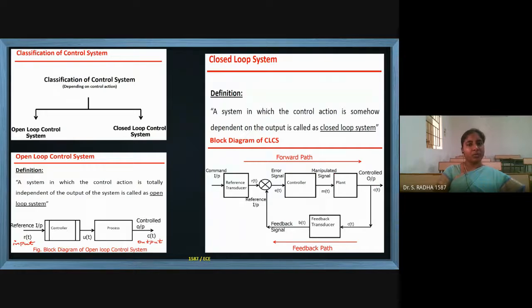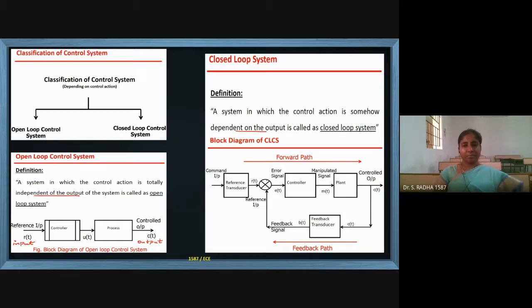In closed loop, it is dependent on the output, and in open loop, it is independent of the output. In closed loop, the entire control action is dependent on the output. In open loop, the entire control action is independent of the output. Whatever output comes, we are supposed to take in open loop. But in closed loop, we can make some adjustment until the expected output comes. We can still make changes, and appropriately we can get the expected output.